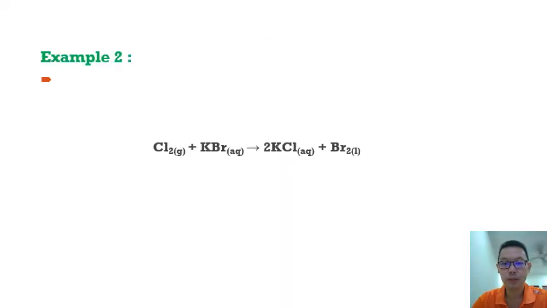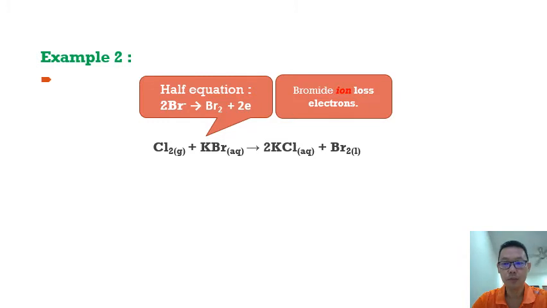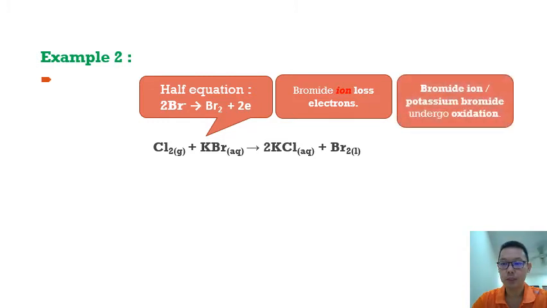If we study the same chemical reaction in terms of electron transfer, we can derive two half equations from this chemical reaction. The half equation for bromine is two bromide ions lost two electrons to form bromine molecule. So bromide ion had lost electron in this chemical reaction. So we can say bromide ions, or the name of the compound, potassium bromide, undergo oxidation.